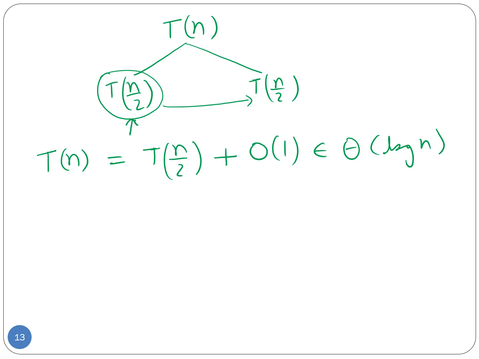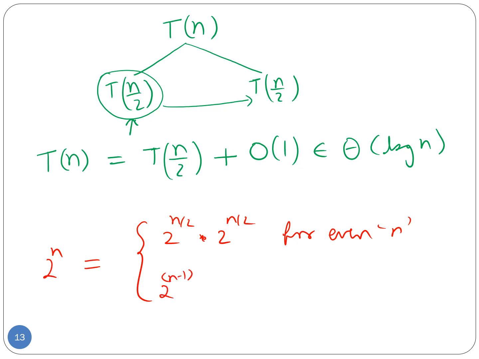Okay, now just to be clear, you can compute 2 to the power n like this. If your n is even, then you can simply say 2 to the power n by 2 multiplied by 2 to the power n by 2, for even n, right? Otherwise, if your n is odd, you could say 2 to the power (n minus 1) divided by 2, multiplied by 2 to the power (n minus 1) divided by 2, multiplied by 2. So this is how you can do this computation. There are other ways of doing this, but this is one of the simple ways.